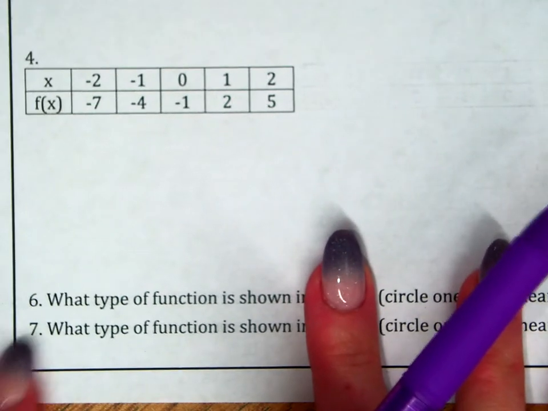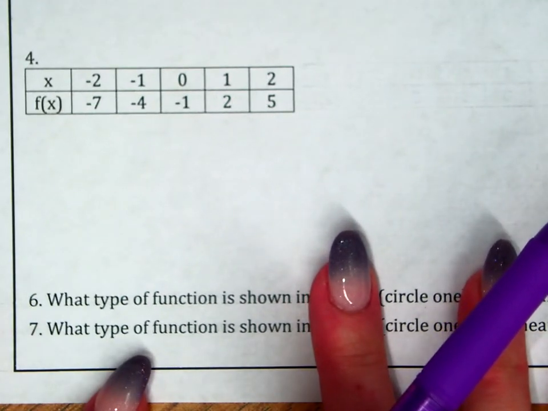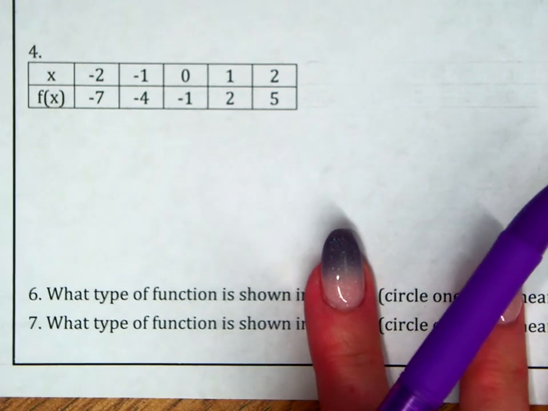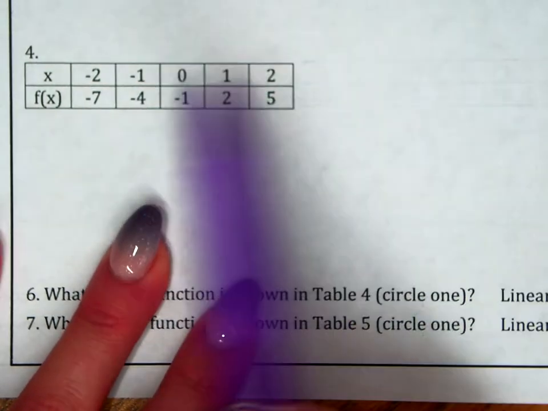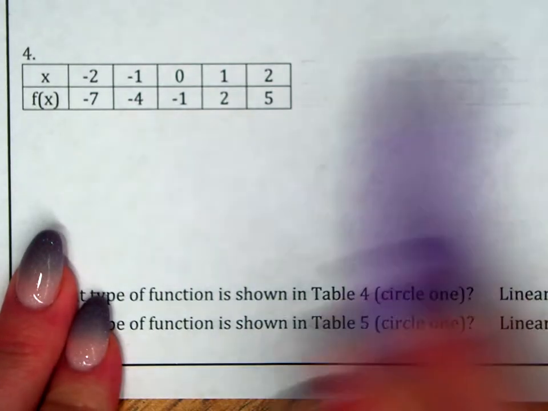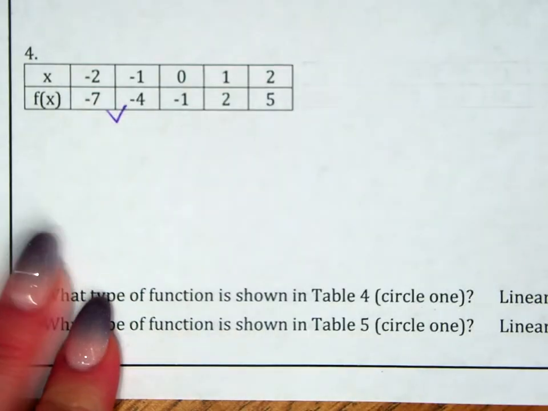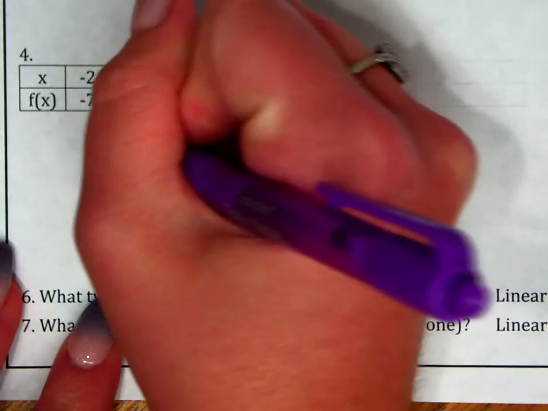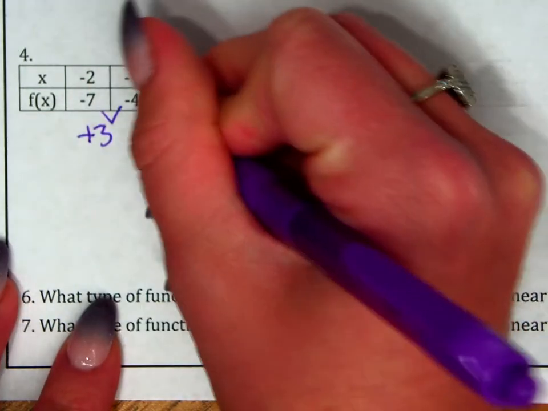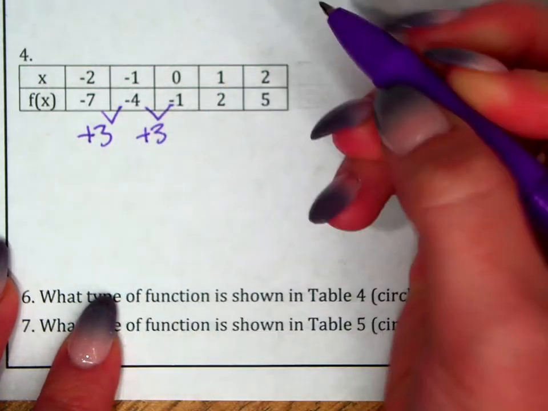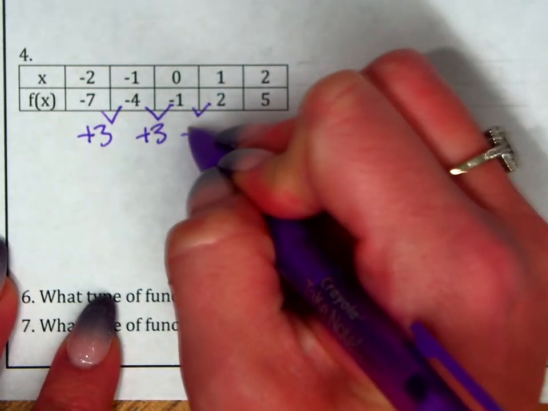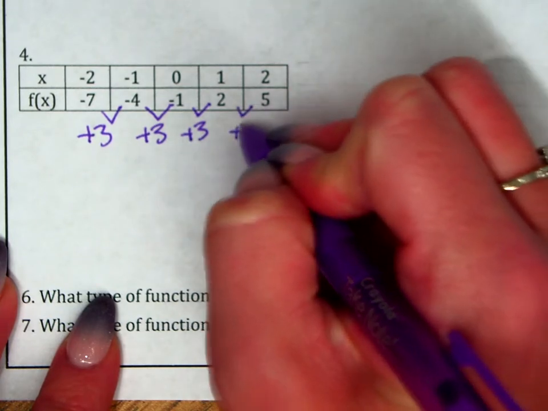All right, so let's look at number 4. I have this table right here. I need to identify the x-intercept, y-intercept, axis of symmetry, maximum, and minimum. Well, first I want to see what type of pattern I have here. If I look at the top, this is a difference of 1. Here, -7 to get to -4, I'm adding 3. -4 to get to -1, again, I am adding 3. -1 to 2, add 3, 2 to 5, add 3.